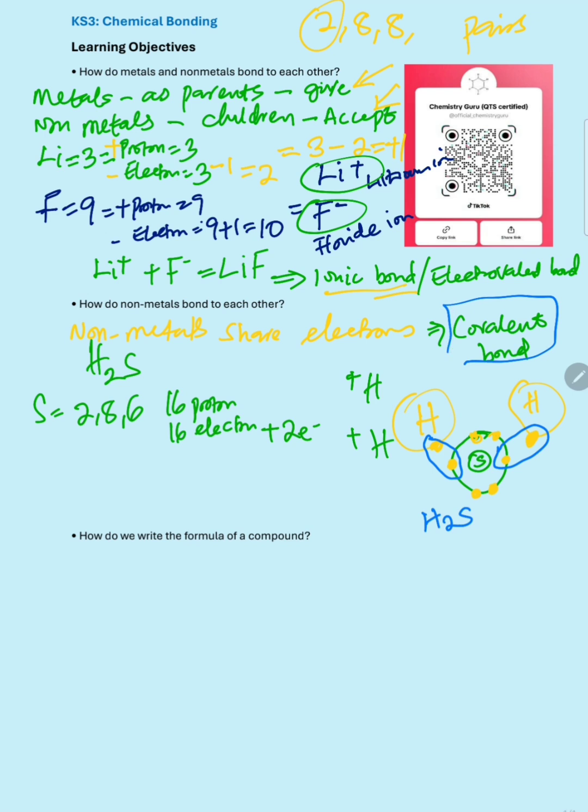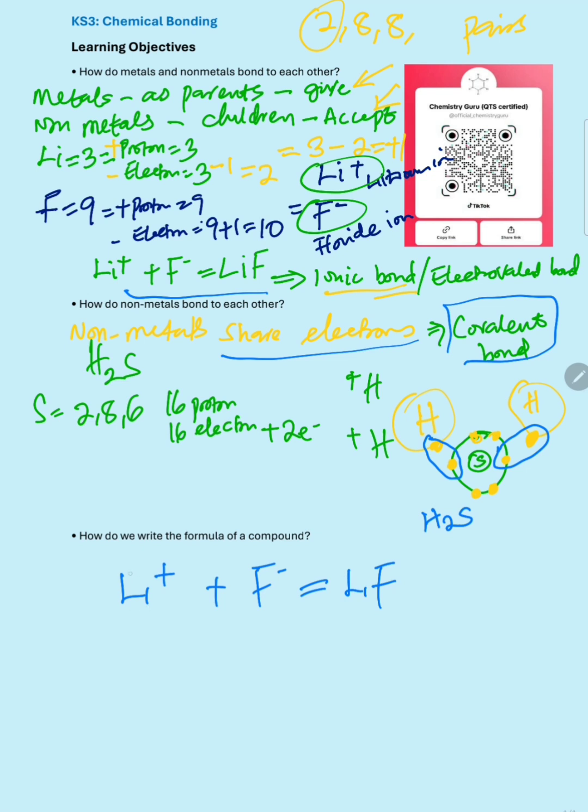So how do non-metals bond to each other? By sharing electrons. It's as simple as that, by sharing electrons. How do you write the formula of a compound? The formula of a compound is written more like a ratio. So for example, just like the way we have lithium coming together with fluoride to give LiF. So that's how we write the chemical formula of a compound.